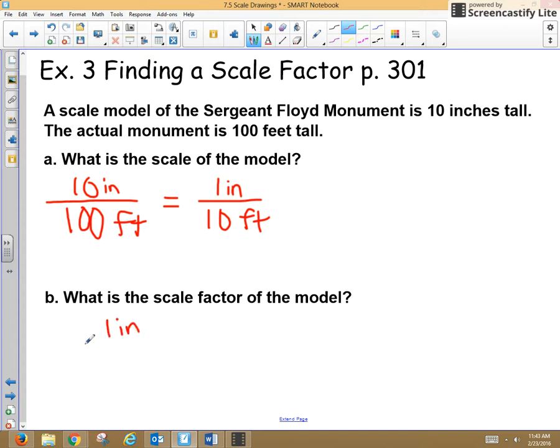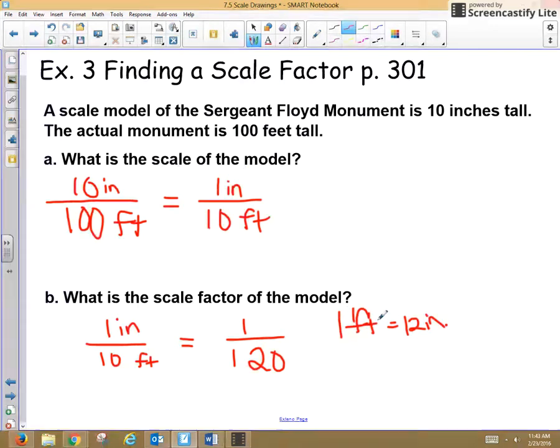So instead of 1 inch for every 10 feet, I'm going to change this and I'm going to multiply by 12. So I know it is 1 for every 120, since 1 foot equals 12 inches. So if I multiply it times 12, 10 times 12 is 120. And the inches cancel out. So the scale factor can also be written as this, 1 to 120.